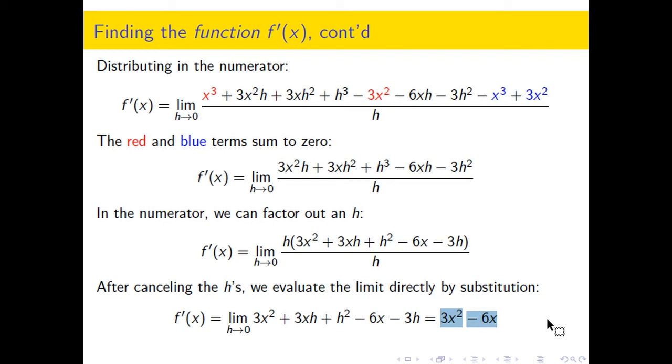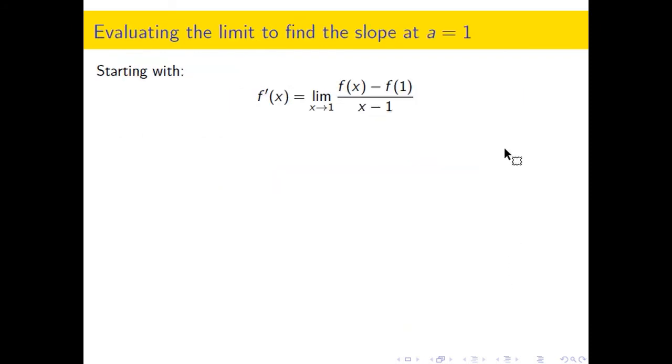So 3x squared minus 6x is the rule for the derivative function. This is the derivative of f of x. And this allows me to find the slope anywhere on the real line. I just plug in the x value where I want to know what the slope is, and this rule, 3x squared minus 6x, will give me the slope of the original function at that exact location. Okay, that concludes the first approach.